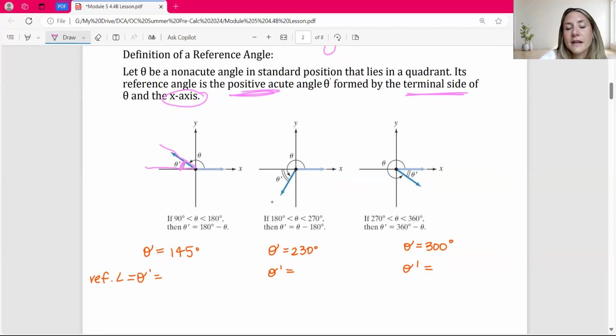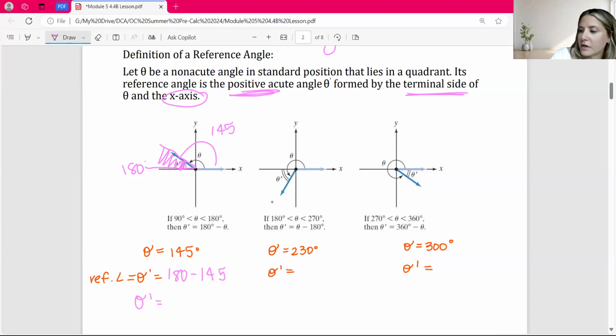We are going to find the measure of that pink angle, theta prime. Think about it. If I know this angle is 145, and I know halfway around is 180, in order for me to find just theta prime, the reference angle, we are going to do 180 minus our angle theta, 145. So I get my reference angle is 35 degrees. That's the reference angle right in this piece. It's a positive angle formed by the terminal side and the closest x-axis. Let's check out the second one here.